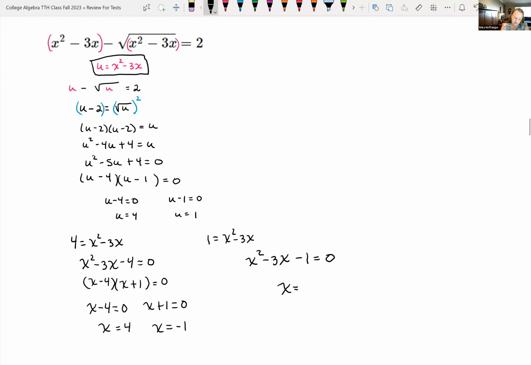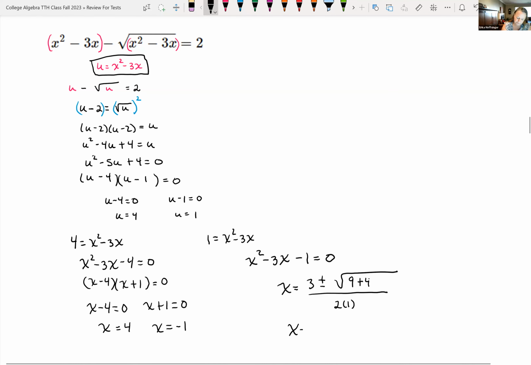So x is equal to negative b. So negative of a negative 3 is 3, plus or minus the square root of b squared. So negative 3 times negative 3 is 9, minus 4 times a times c. So 4 times 1 times negative 1 is negative 4, but it's a minus a negative 4, so we really have plus 4. All over 2 times a. So 2 times 1 is 2. So I have 3 plus or minus the square root of 13 all over 2.